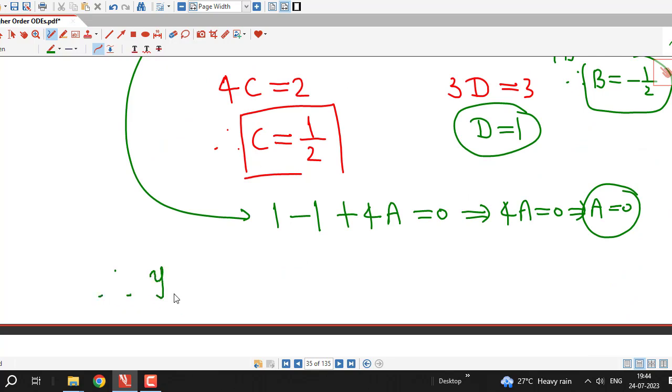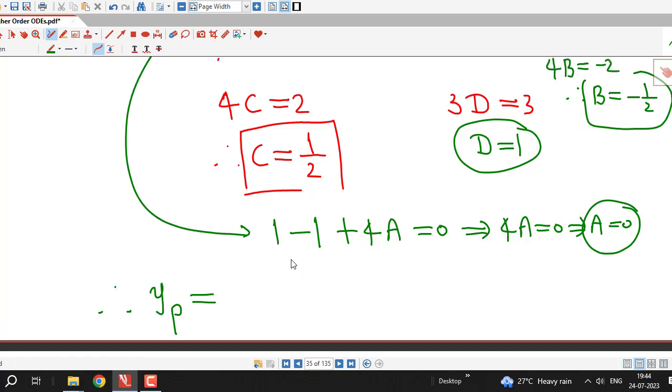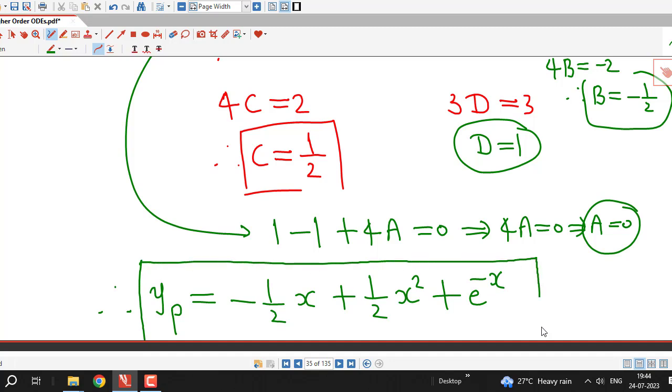So using all these constants, our particular solution is y equal to a is 0, plus b into x, b is minus 1 by 2, that is minus 1 by 2 into x, plus c into x square, that is 1 by 2 into x square, and d into e raised to minus x, d is 1. So this is our particular solution.